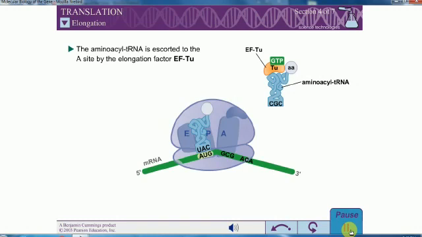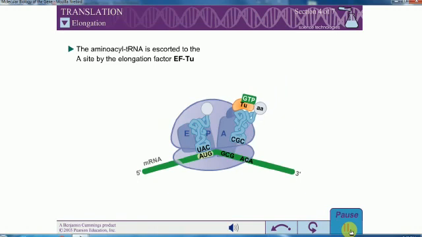First, a charged tRNA is bound by EF-Tu and is brought to the ribosome A site as an EF-Tu-GTP-aminoacyl tRNA complex. The tRNA anticodon binds the mRNA codon, and EF-Tu hydrolyzes its GTP, and the resulting EF-Tu-GDP is released from the tRNA.